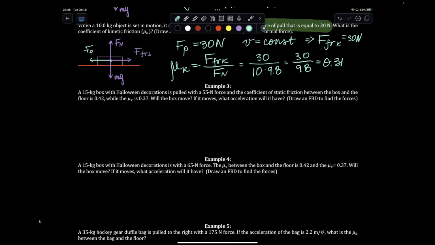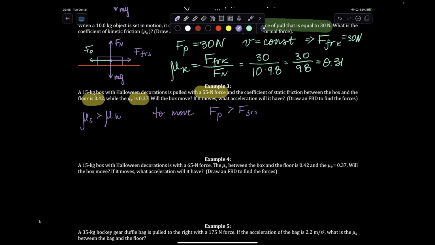Example 3. So here, this is critical thinking. You need to figure out if the object will move or not. So what we do know is that there is a force of pull of 55 newtons. We are given two coefficients, the static and kinetic, and we know from the lab that mu static is greater than mu kinetic. And in general, static friction is greater than kinetic friction. And also from the lab, you remember to move an object, force of pull should be greater than force of static friction. If it's not greater, then the object will not move.